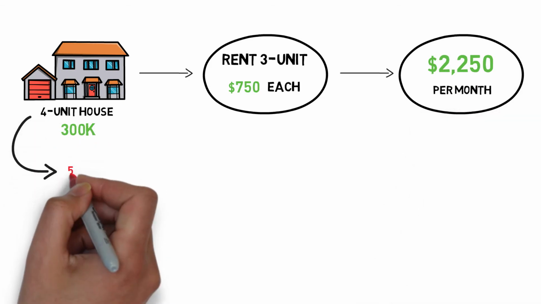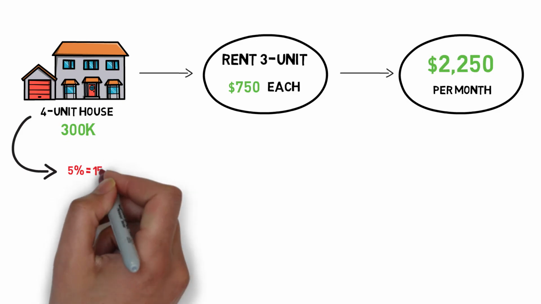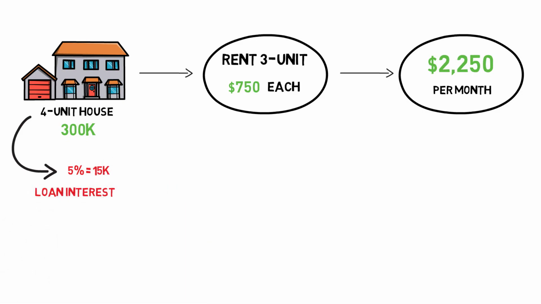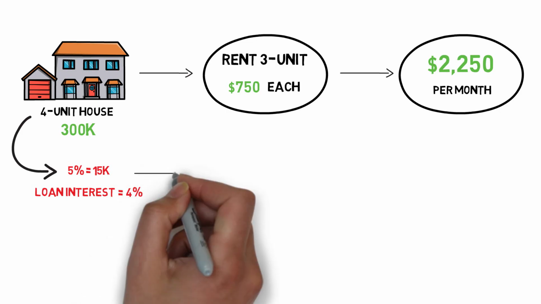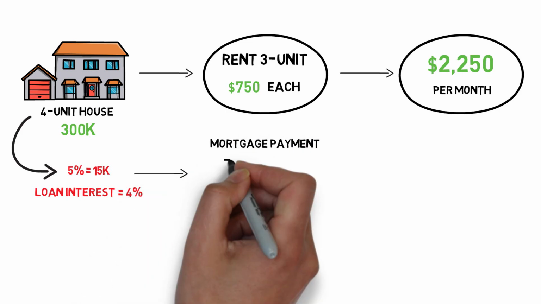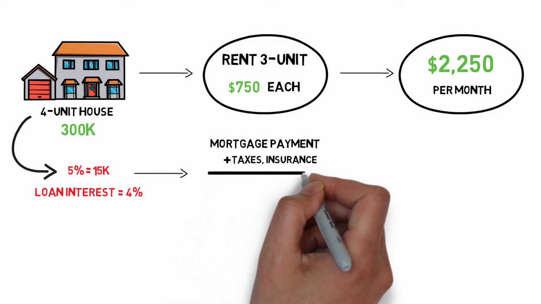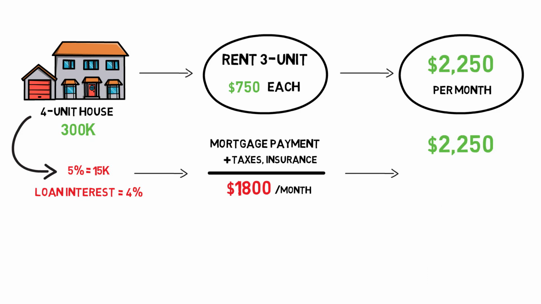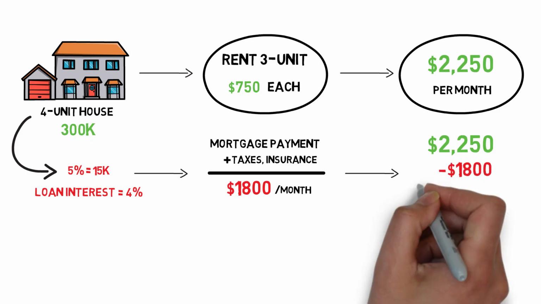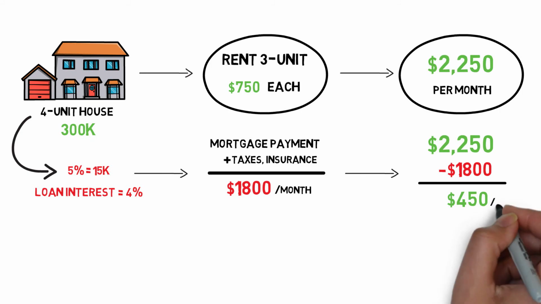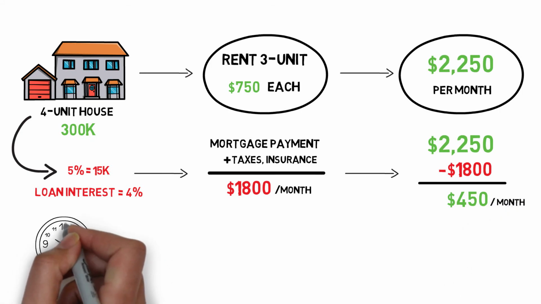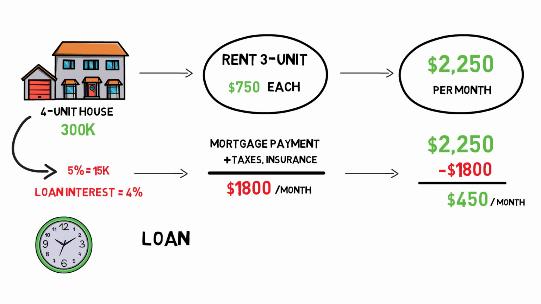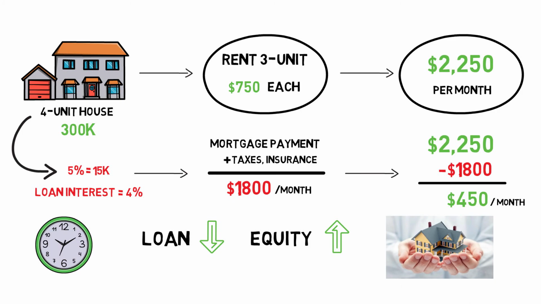Now, if we consider that we pay a down payment of 5%, that is $15,000, and the interest rate of the loan is 4%, this would be equivalent, including taxes and insurance, to a monthly mortgage payment of $1,800. If we do the calculation, we see that we not only pay the mortgage, but we get $450 of profit every month. As time goes by, the tenants are paying down your loan and building equity for you. This shows that house hacking is a fantastic idea for those who want to have proper management over their properties.